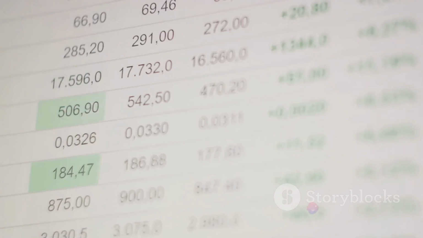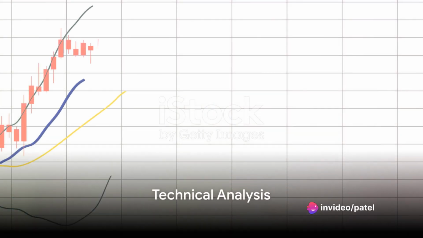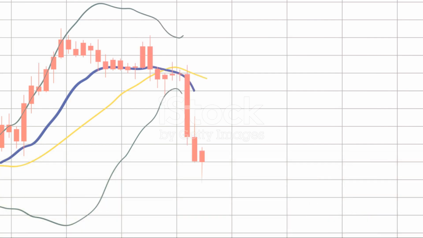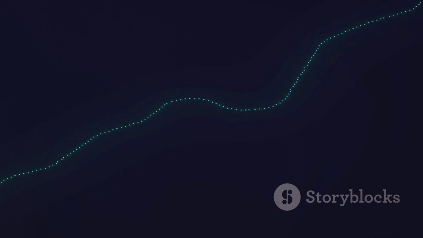With a solid understanding of the basics, you're now ready to delve deeper into Forex trading. Technical analysis is a trader's compass. It helps predict where the market might go next. We can think of technical analysis as a sort of financial archaeology.